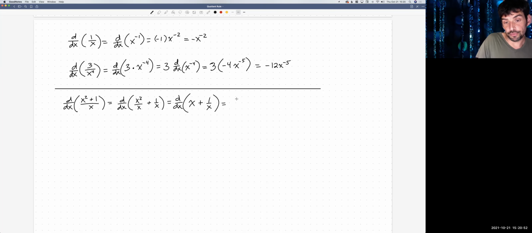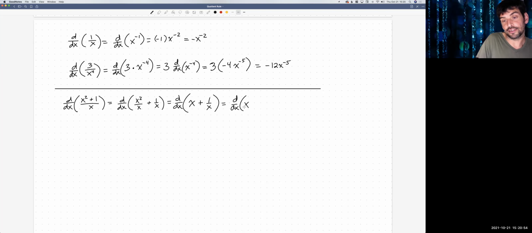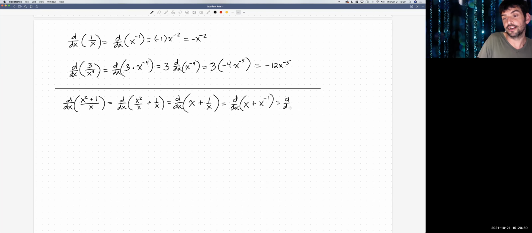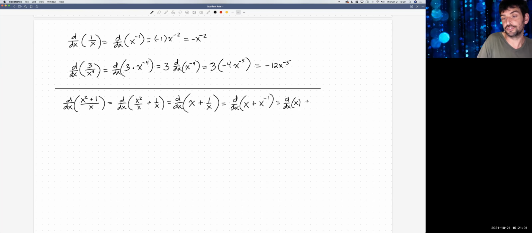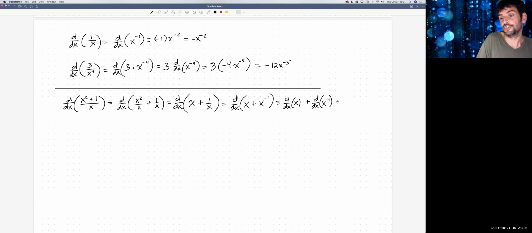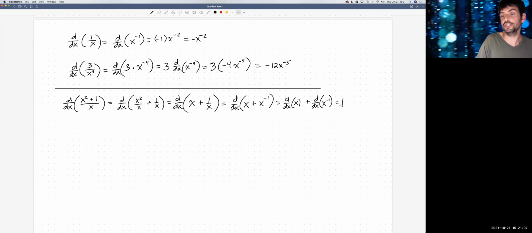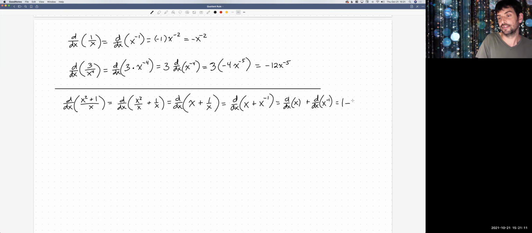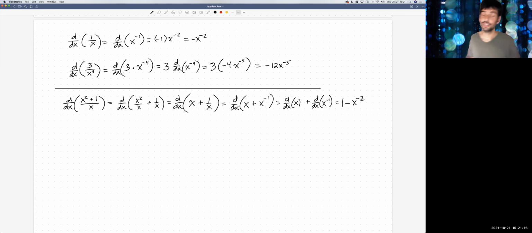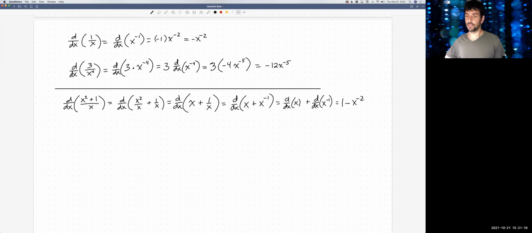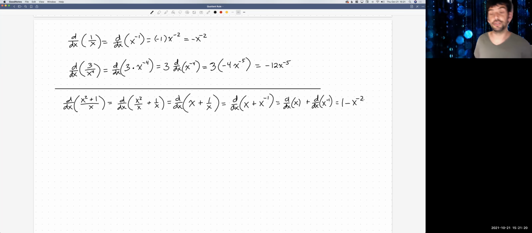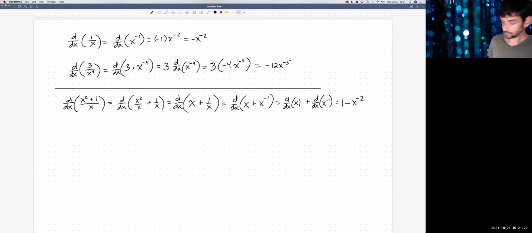And so let's do one more manipulation. Let's rewrite this as x plus x to the -1. Now we can take our sum rule to do derivatives of each of these separately. The derivative of x is just 1. The derivative of x to the -1 is minus x to the -2, right? We take that -1 out front. You always write the 1, and then we lower the exponent by 1 unit.